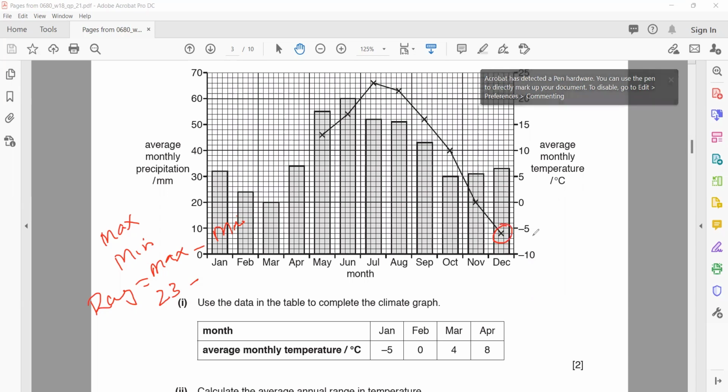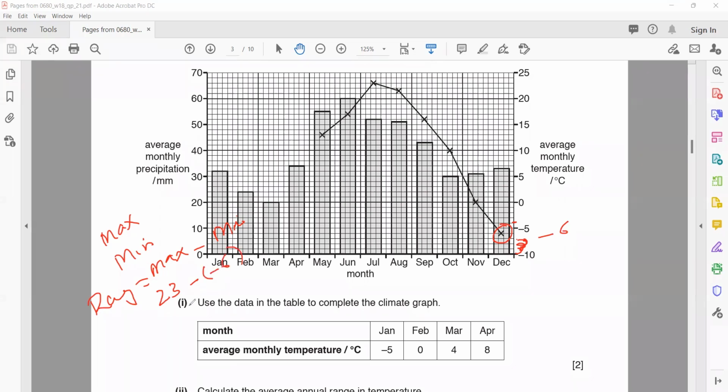-4? No, this first one. No, -6. Remember, before you write the answer. This is -6, -4 is up here. Got it? Okay, so when you put a negative, put a bracket, put -6. So 23, negative becomes positive, and this is 6. So what is that? 29.